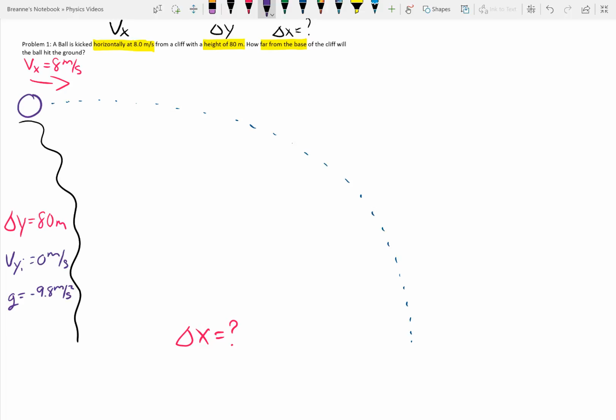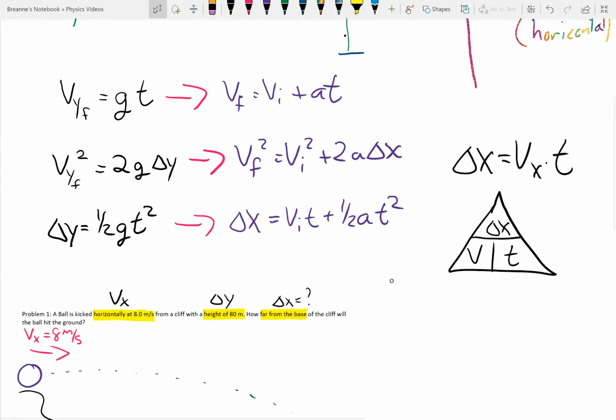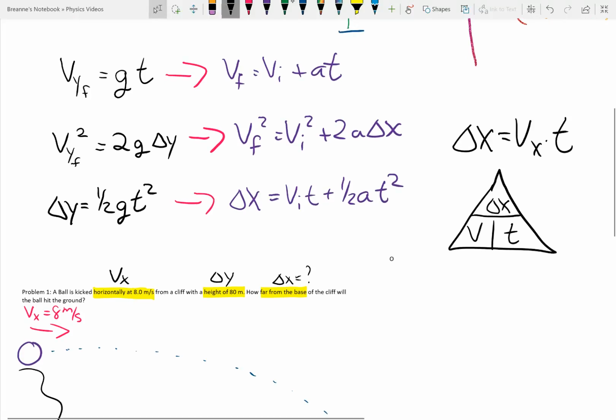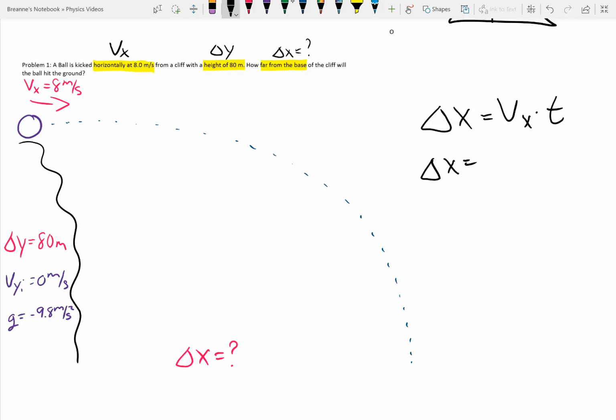So now let's see what we're looking for. We're looking for our delta x. So let's look at our equations. We only have one equation that has delta x in it. It's our little one over here. So we can write out delta x equals vx times time. We have our velocity in the x is 8, but oh no, we don't have time.